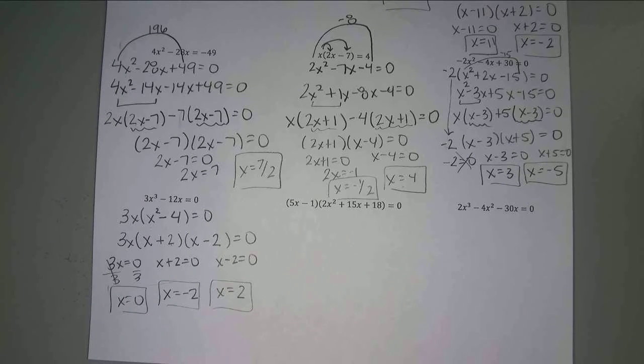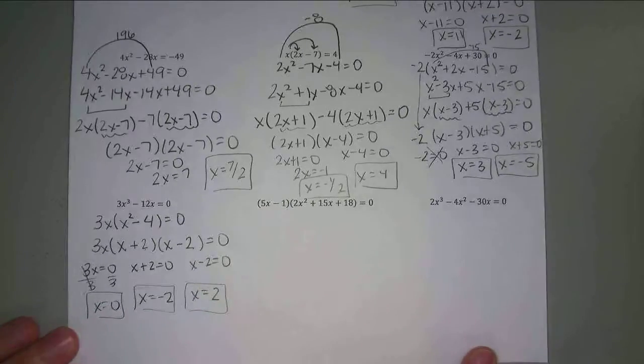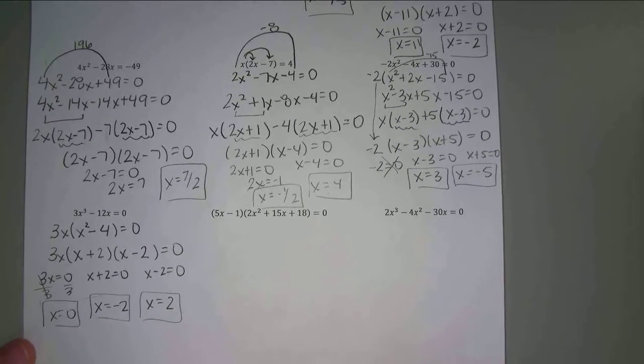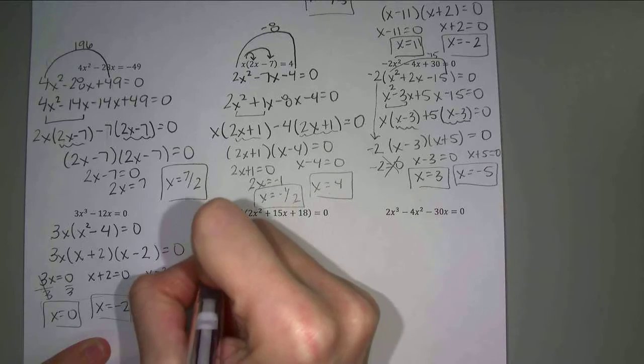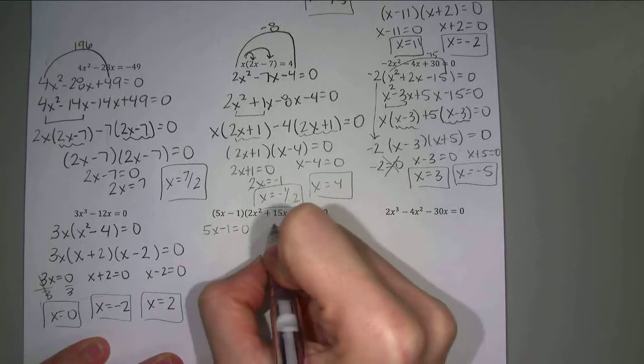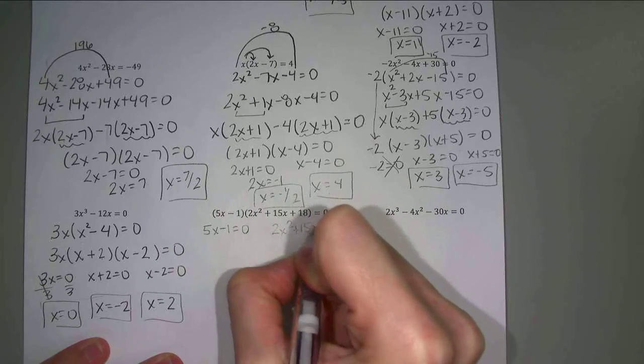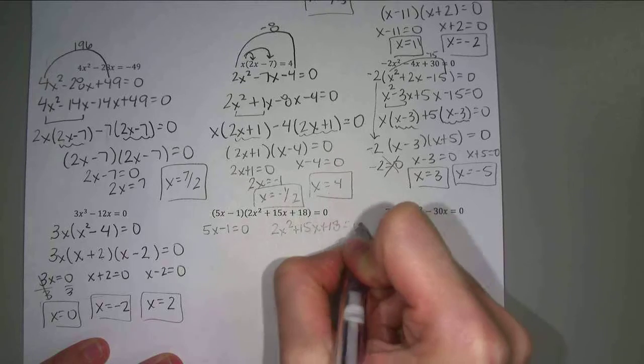You guys, we're almost done because the back page is like barely anything, okay? So you're doing great. All right, let's look at this bad boy here. Notice it kind of looks like a factor already, right? It's like, oh, it's already factored. So let's set each of our factors equal to 0. So let's set 5x minus 1 equal to 0. And let's set 2x squared plus 15x plus 18 equal to 0. And solve each of these.